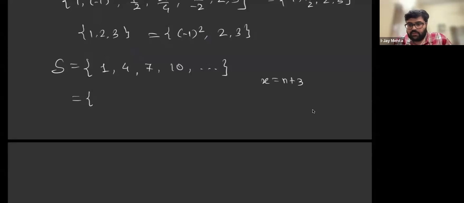Room number 3. I was saying that n plus 1 such that n belongs to W, but I thought 5 will be there.